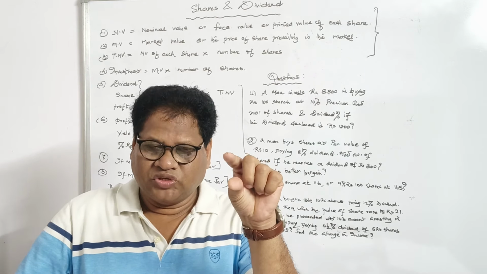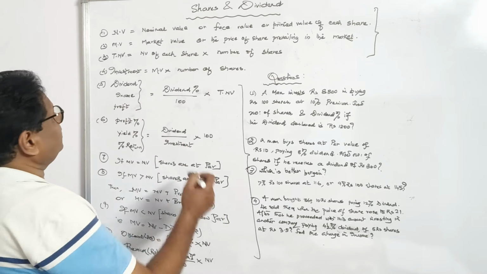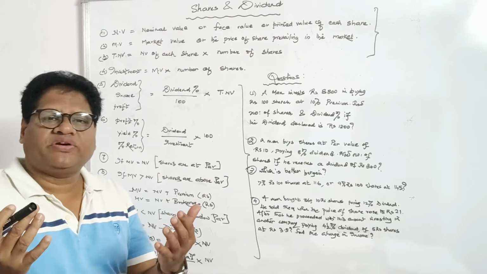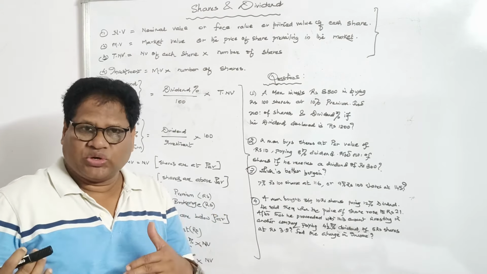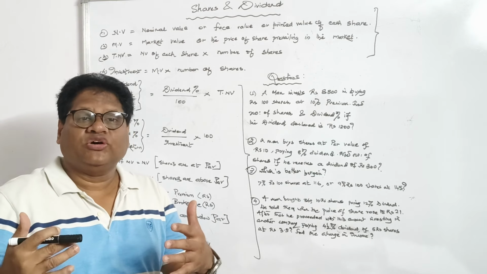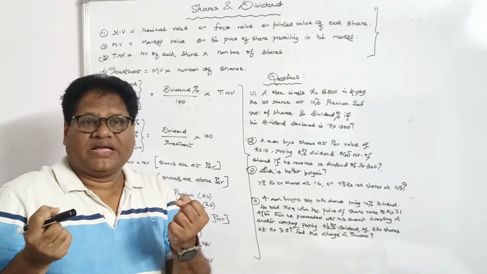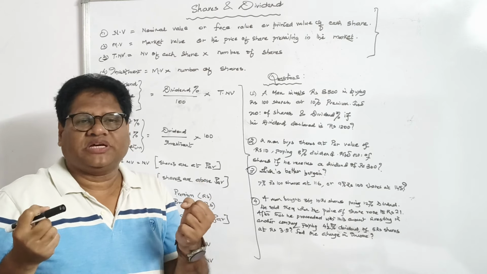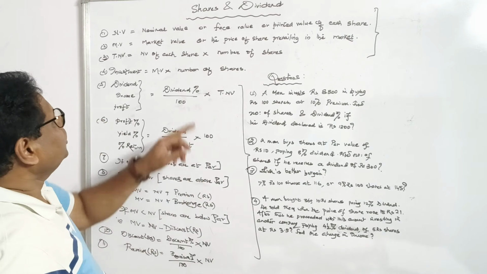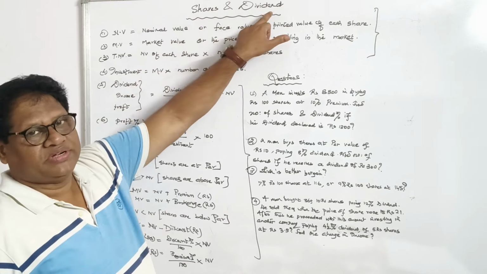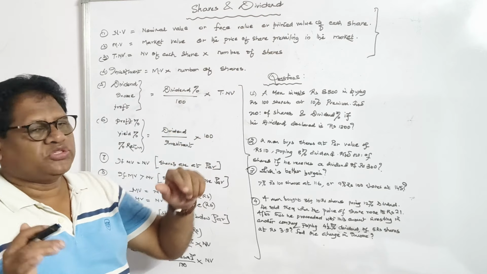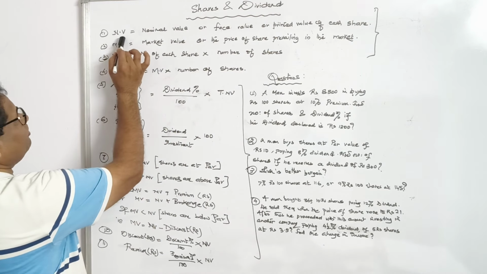value. This particular investment is a source of generating income for the shareholder and a method of accumulating finance for the company. So we are going to discuss shares and dividend. First and foremost, we are going to discuss nominal value.